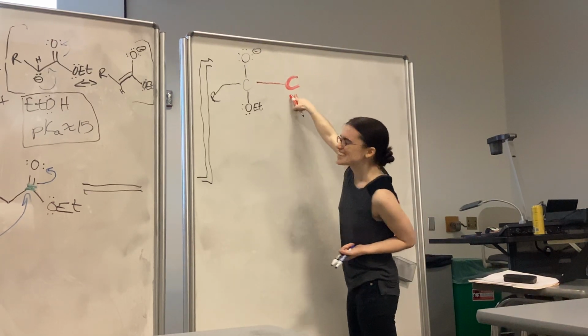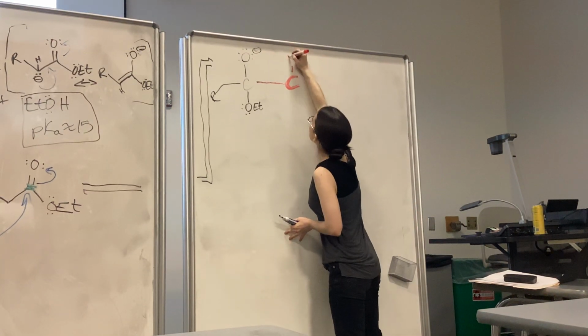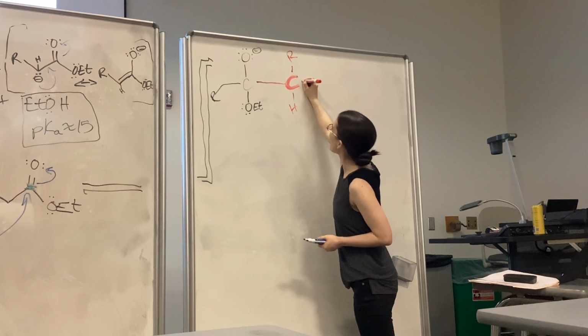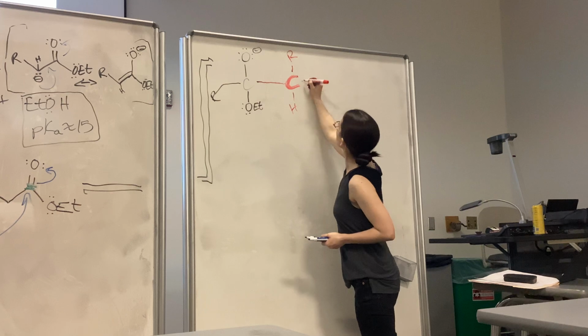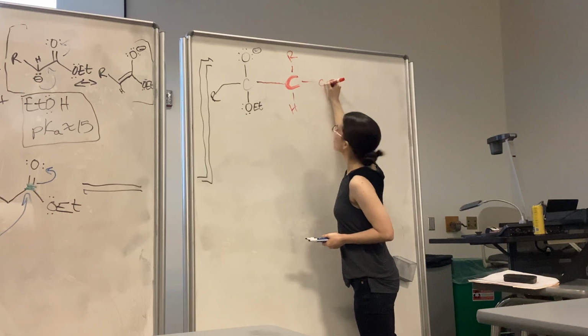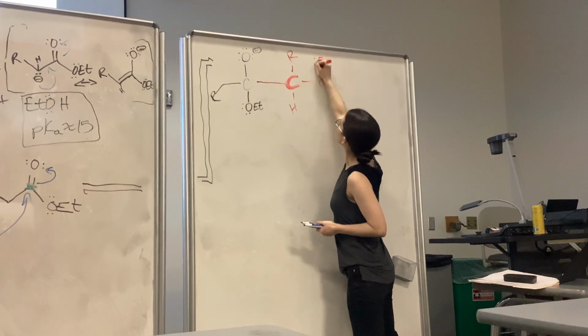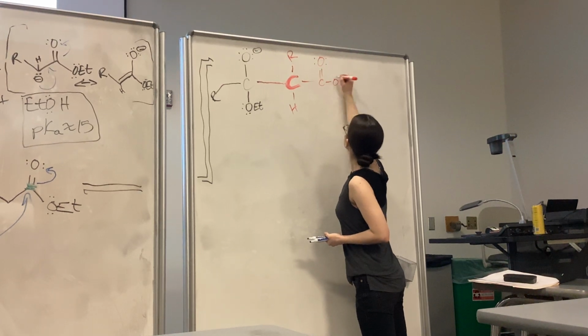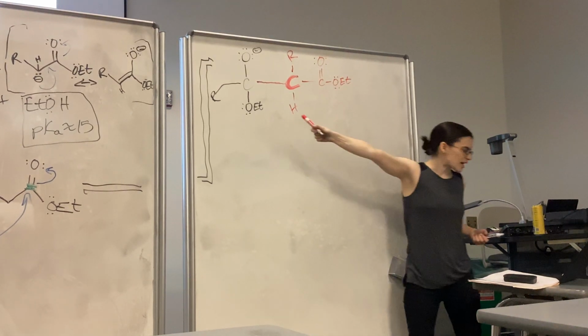Okay, this is our carbonyl carbon. We have an R, we have an H, and we have that's our new bond, and then we have a bond to our carbonyl carbon. There, this guy. And now I'm not going crazy anymore.